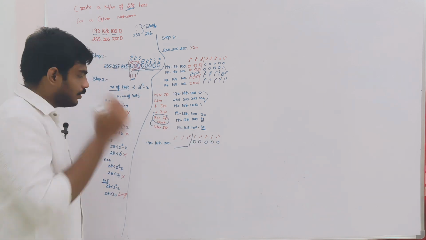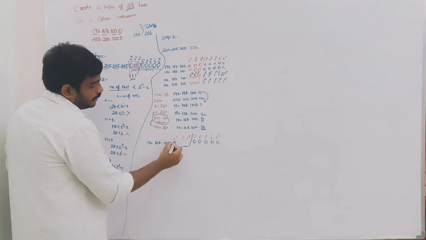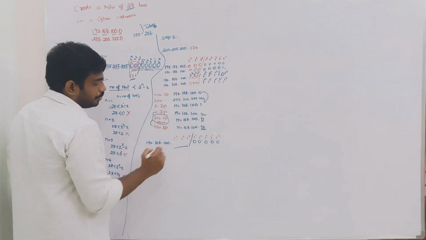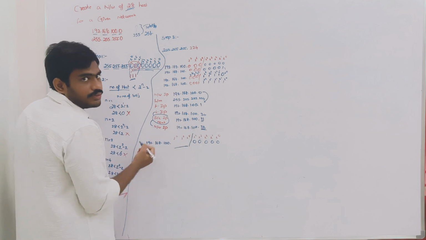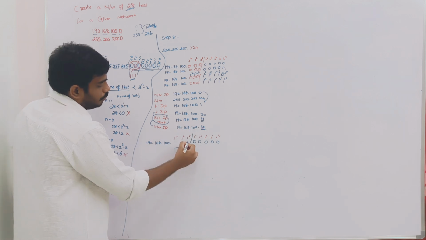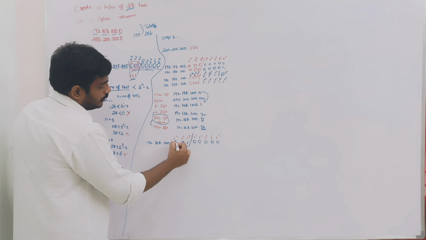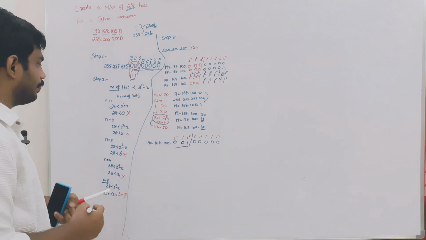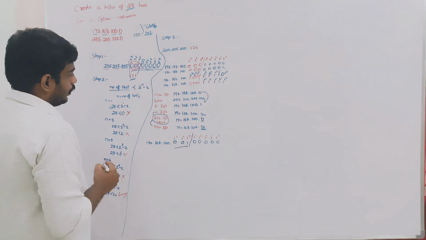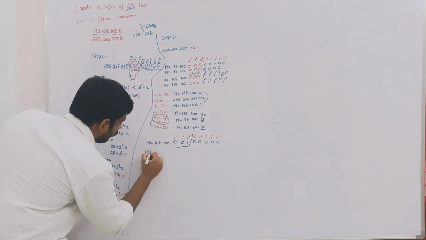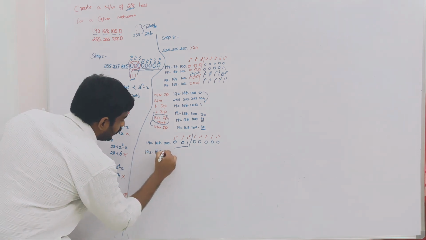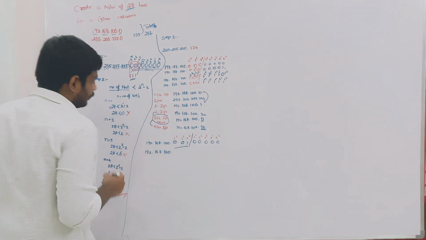Now you check. Is 2 power 7 32? No. Is 2 power 6 32? No. Is 2 power 5 32? Yes, 2 power 5 is 32. So you make the remaining 0. Now what are you going to do? You have to find the first IP. You simply write 192.168.100.001.